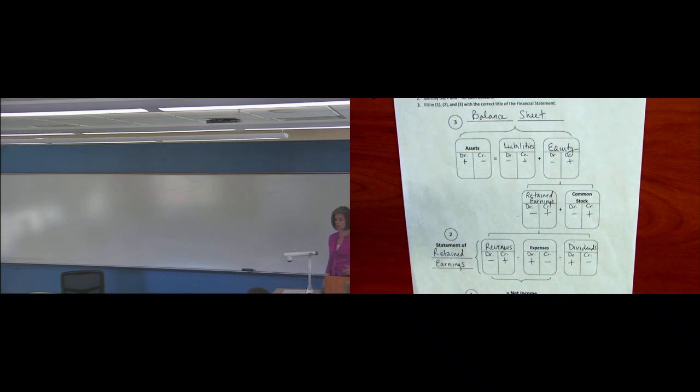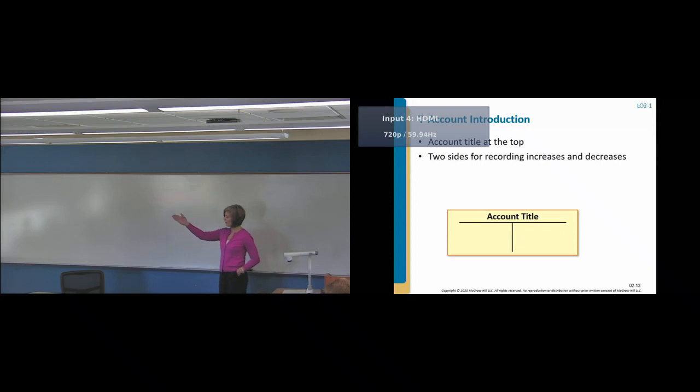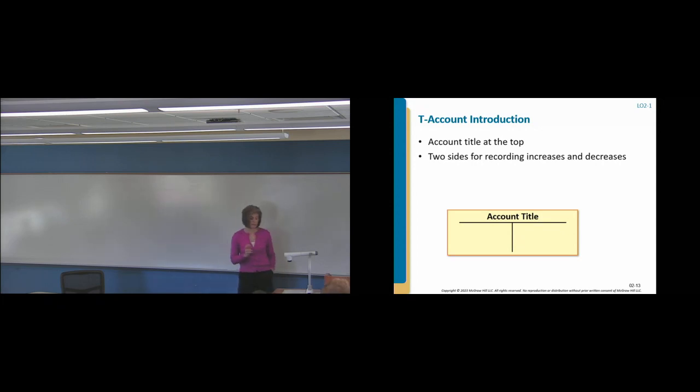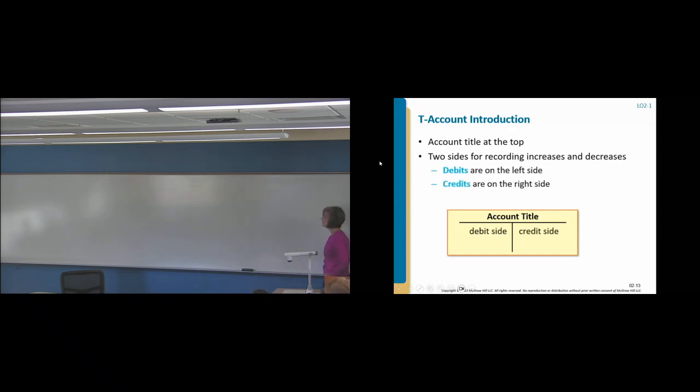But these are T accounts, and if I go back to the PowerPoint here, you have the account title at the top, so that's for your specific account names like cash, accounts receivable. Every account needs to have its own record of increases and decreases. We talked about the fact that this T account has debits and credits. The left side of that T is always the debit side, and the right side is always the credit side.